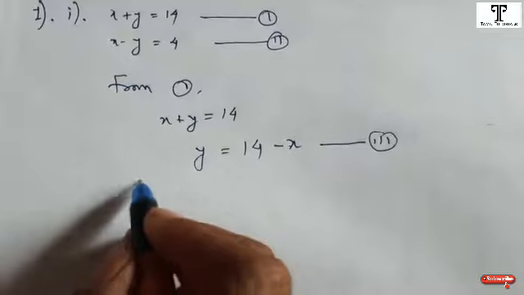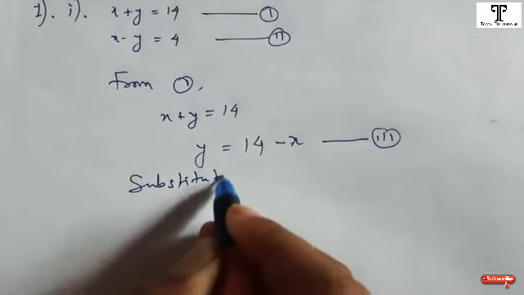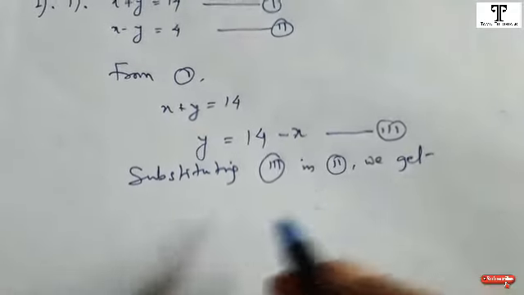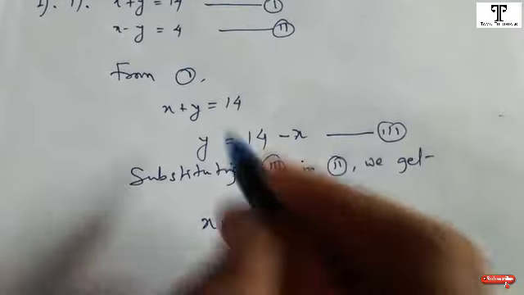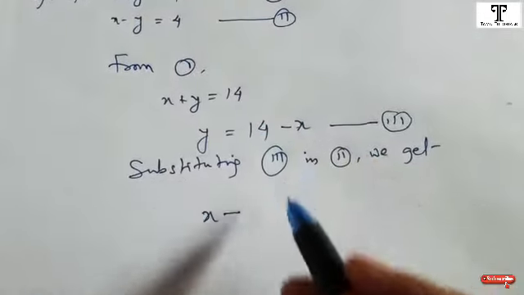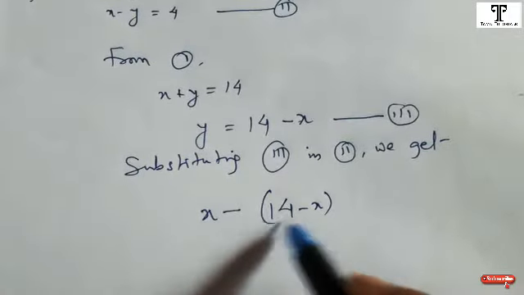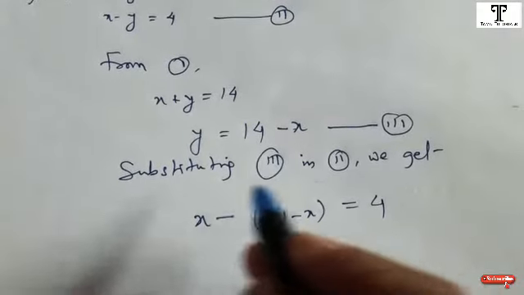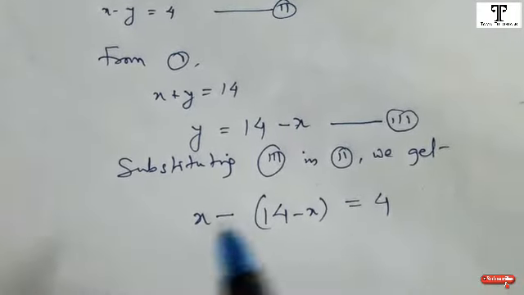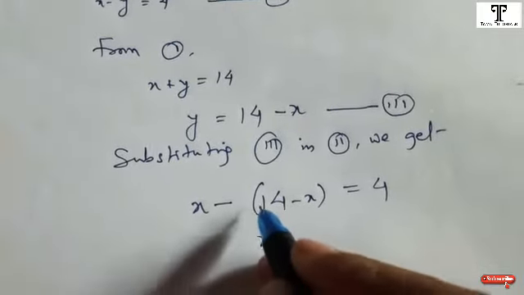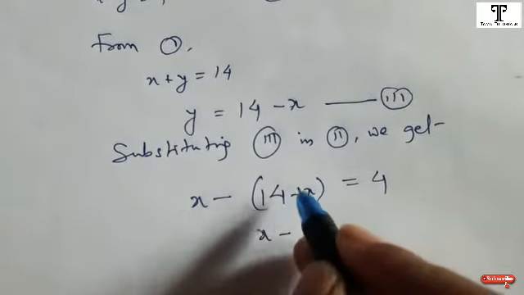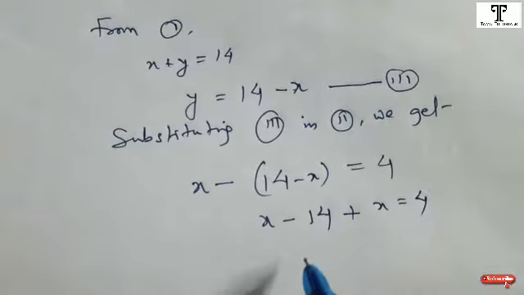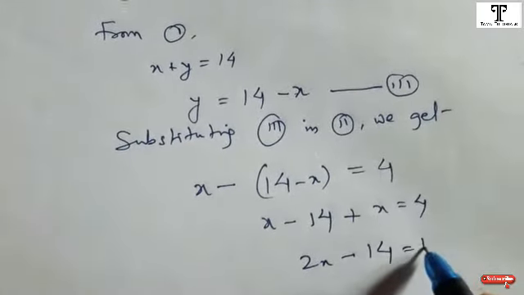Substituting 3 in 2, so what do we get? x minus y, and in place of y we have 14 minus x, equals 4. Now the equation is wholly in terms of x only, so we can find the value of x first. Minus into plus is minus 14, minus into minus is plus x, equals 4. So x plus x, 2x minus 14 is equal to 4.